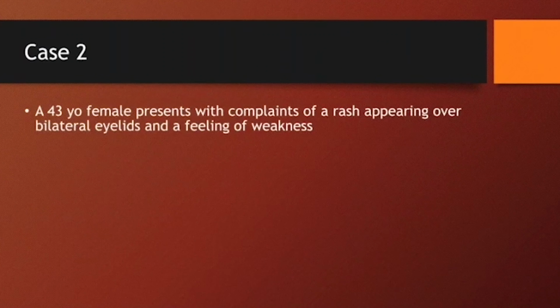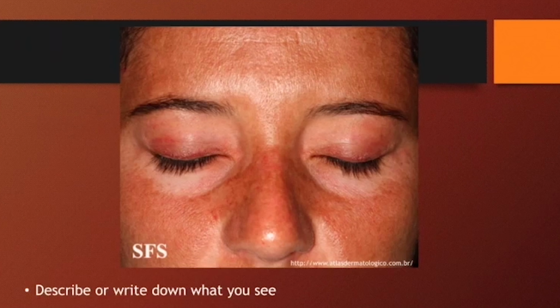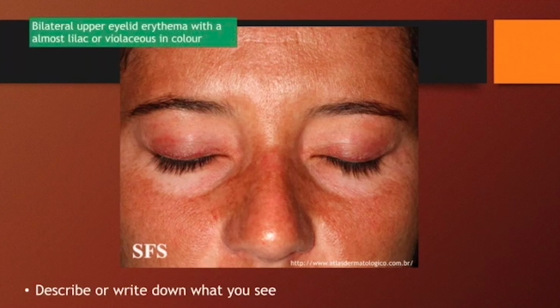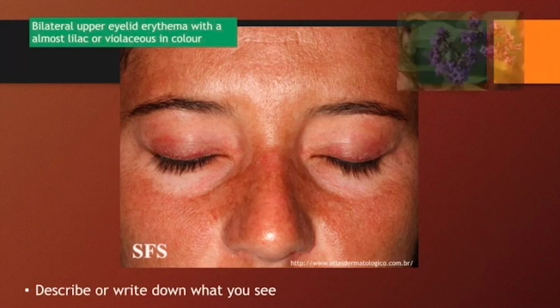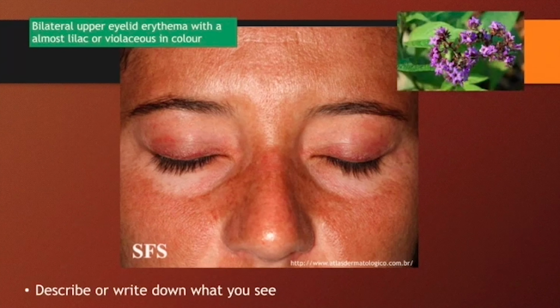So on to case 2. A 43-year-old female presents with complaints of a rash appearing over bilateral eyelids and a feeling of weakness. Again, pause the video, have a look at the picture, and describe or write down what you see. So this is bilateral upper eyelid erythema with an almost lilac or violaceous colour. This other picture gives a bit of a clue.